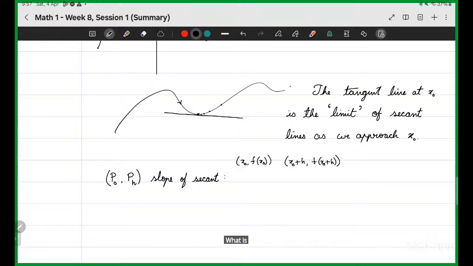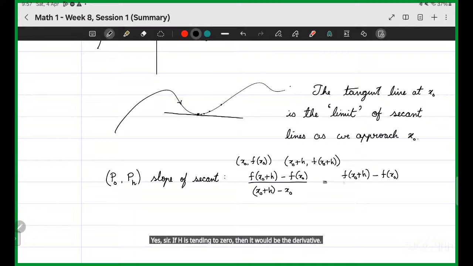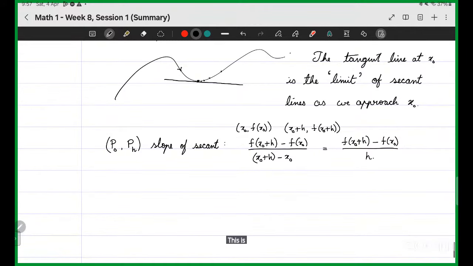What is that? If I have (x1, y1), (x2, y2). Yeah, go ahead. [f(x0 + h) - f(x0)] divided by [(x0 + h) - x0], that is h. So does this look familiar? Yes, sir. If h is tending to 0, then it would be the derivative. So this is the slope. Sorry, this is the slope of the secant.